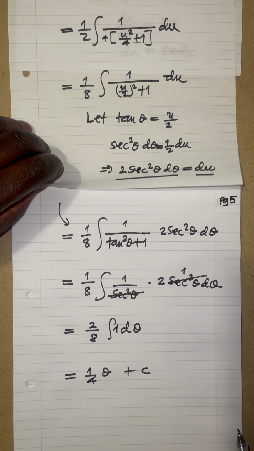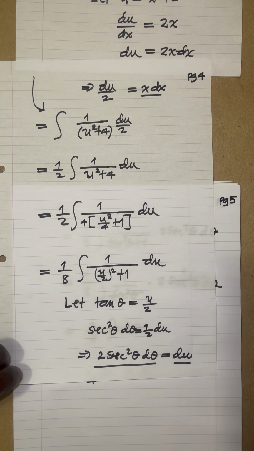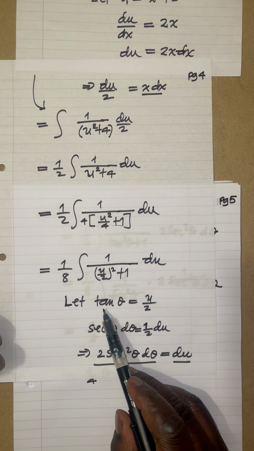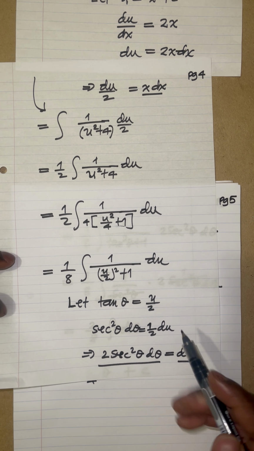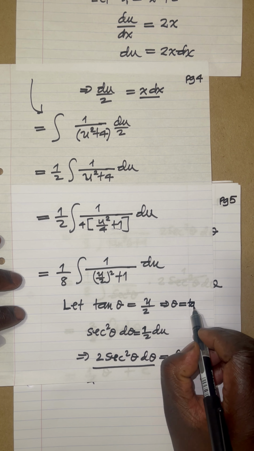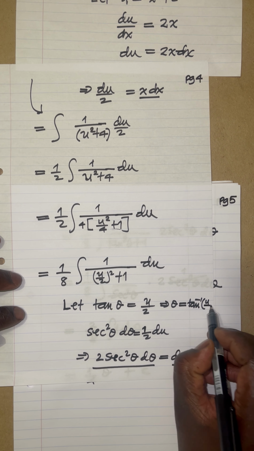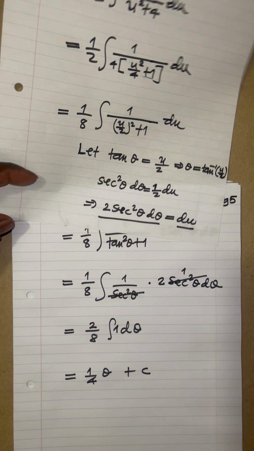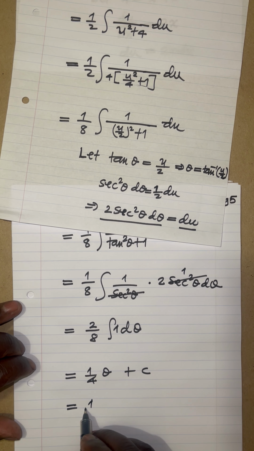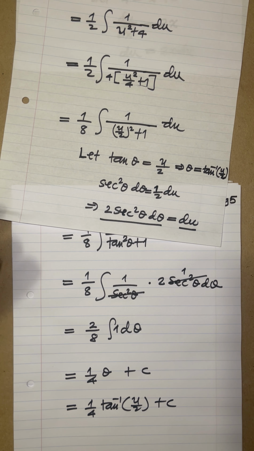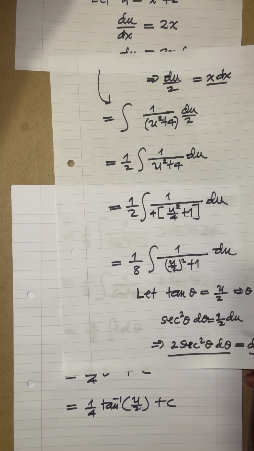Now, we must move back to our original variable. Firstly, the relationship between theta and u, you can see it from here, that tan theta equals u over 2. So this implies that theta will be equal to tan inverse of u over 2, or arctan u over 2, some people say. So now I'm changing this to 1/4 tan inverse of u over 2 plus c, but u is not our original variable. We have to move back to x.